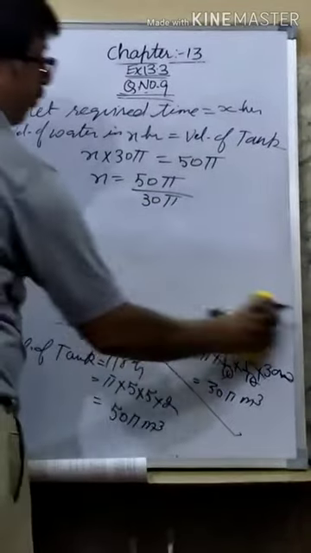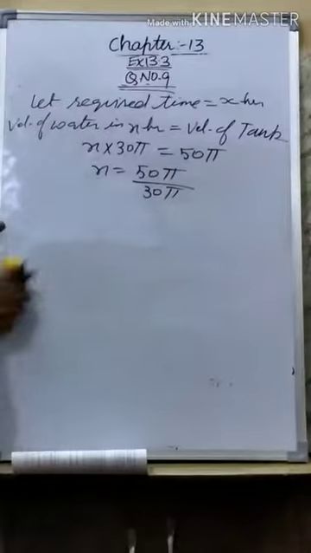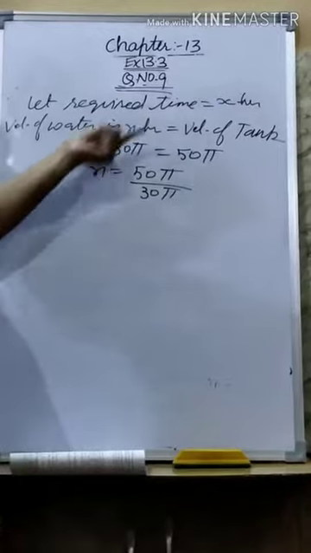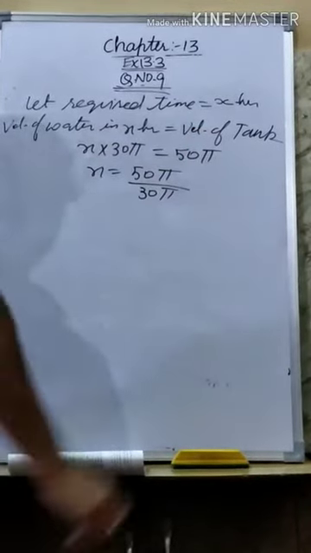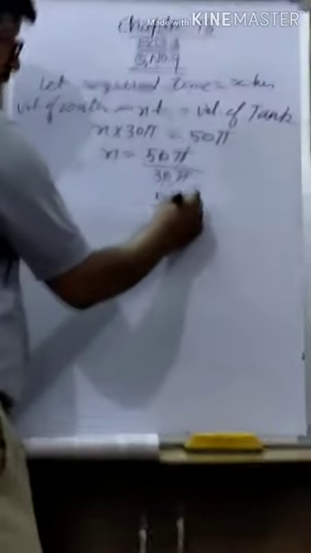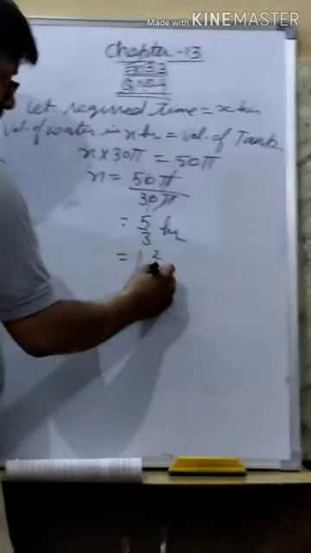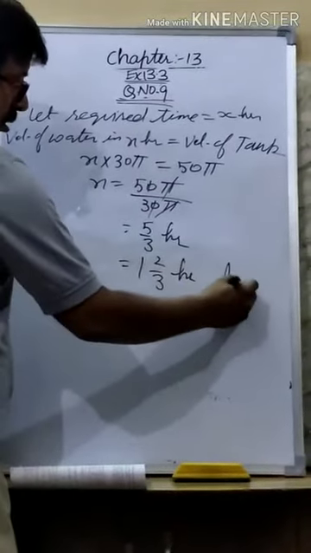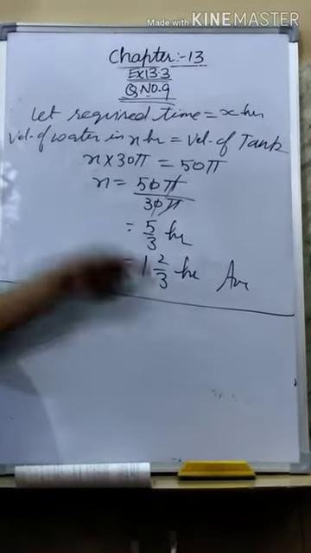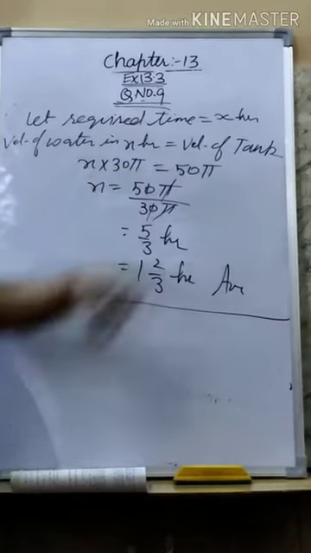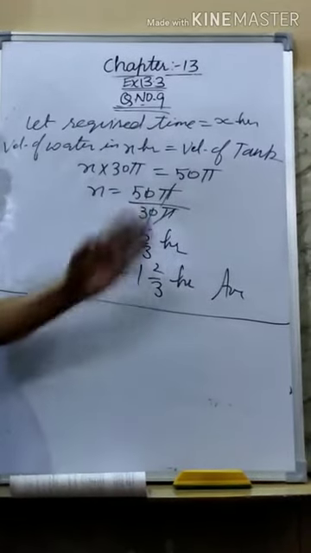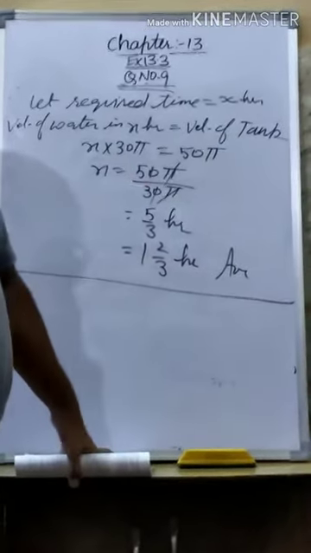In how much time will the tank be filled? I have told, in x hours the tank will be filled. It means the volume of water through the pipe in x hours is equal to the volume of the tank. So you equate, and pi cancels. So it is 5 by 3 hours, that is 1 and 2 by 3 hours. This is the required time in which this pipe will fill this tank in the field. So my dear students, this time and work question we also have to revise from an extra book.